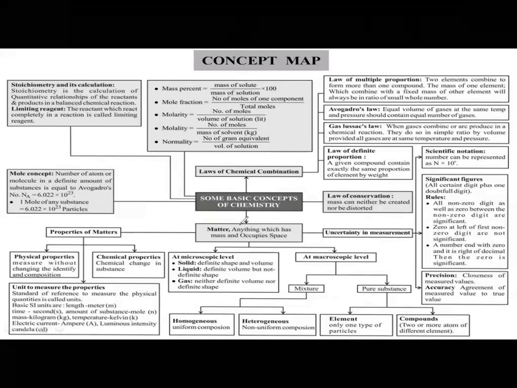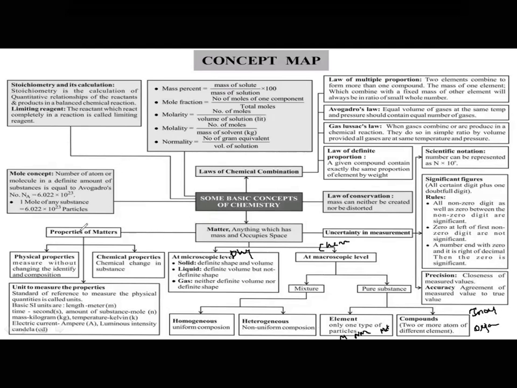So in this we have seen what is matter, and under matter we have seen the physical classification and the chemical classification, which is also said as at microscopic level and at macroscopic level, right? At microscopic level we have solids, liquids, gases. At macroscopic level, pure substances and mixtures, further classified as homogeneous and heterogeneous. Pure substances are classified as elements and compounds, elements being further classified as metals, non-metals and metalloids, and compounds being classified as inorganic compounds and organic compounds, right? So this is what we have seen here.